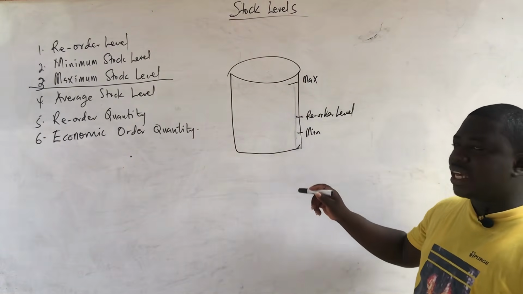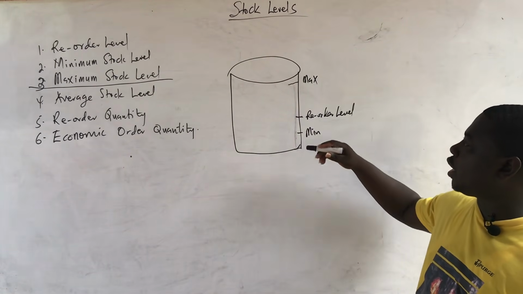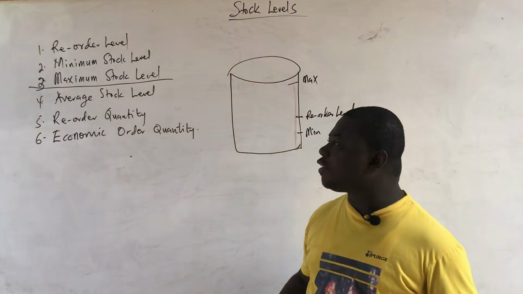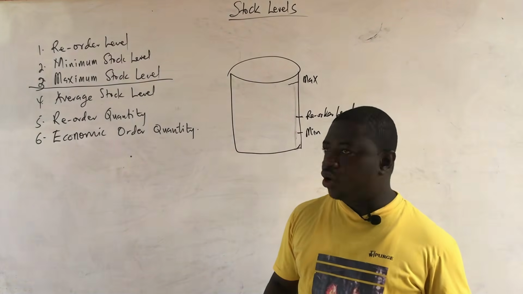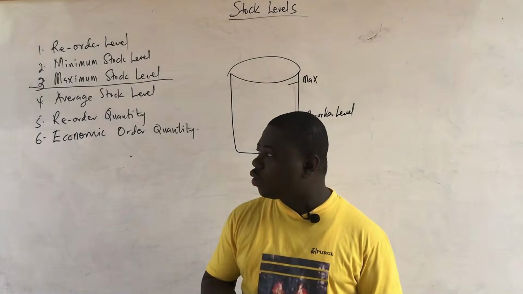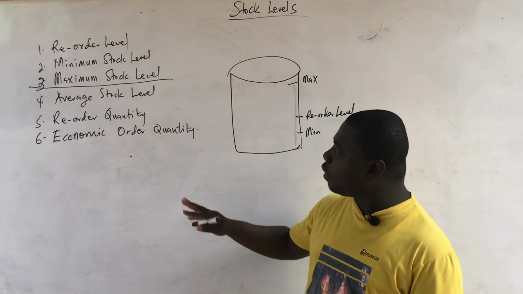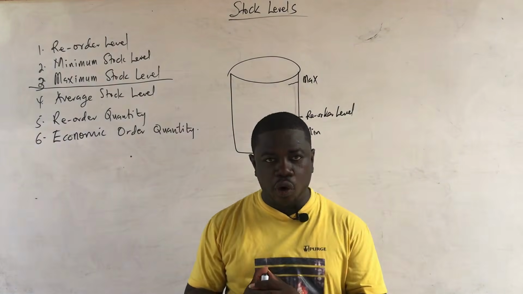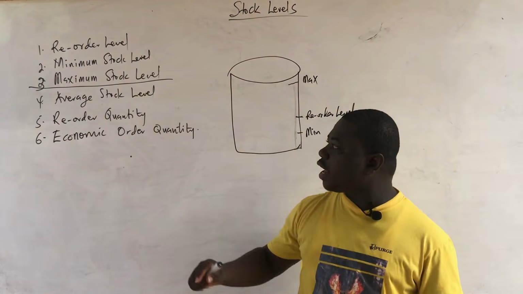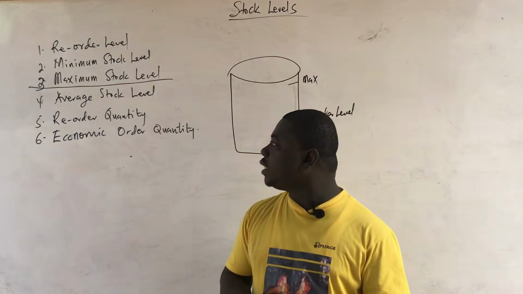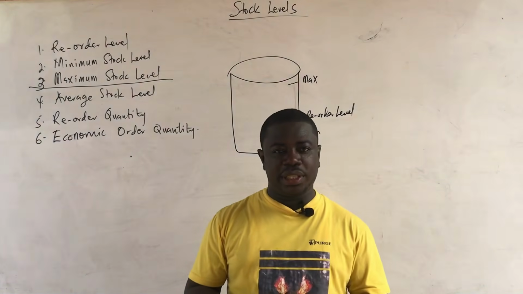Even though I have marked here, it is not the average stock level. The average stock level is simply the maximum stock level plus the minimum stock level divided by 2. We are trying to find an average stock level. And then we'll also talk about the reorder quantity. But for now, I want us to focus on the first 4. Very, very important. So that after explaining, I will take my time and come back to the reorder quantity and then talk about the economic order quantity as well.